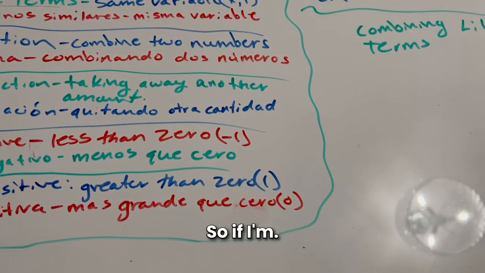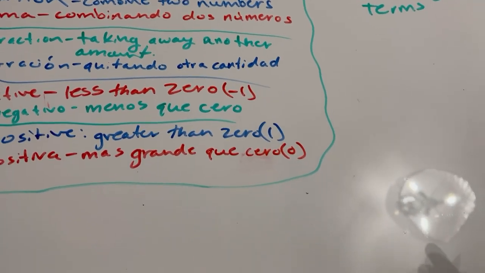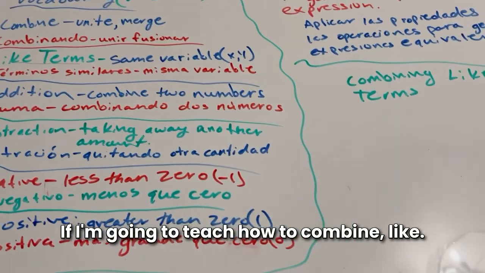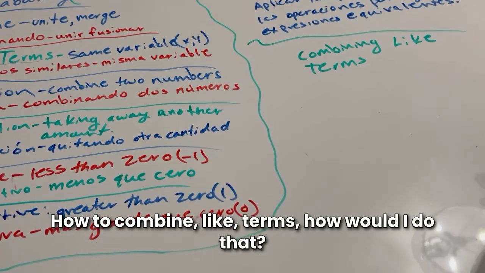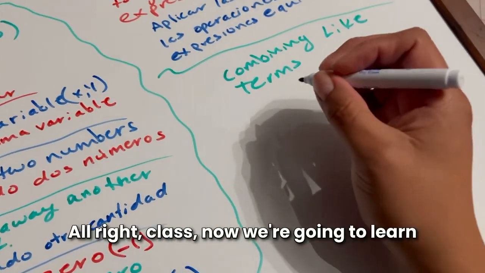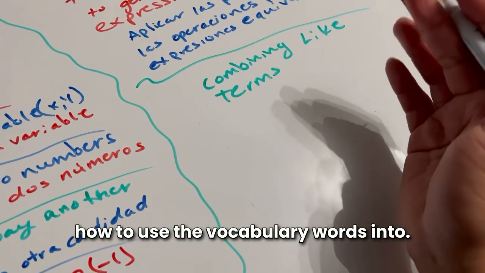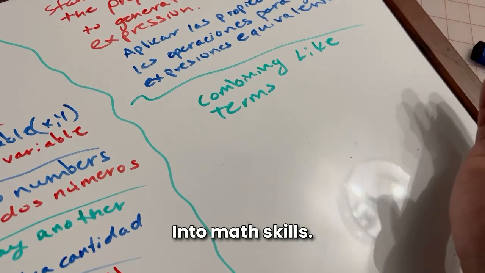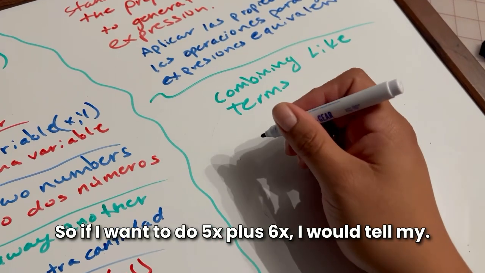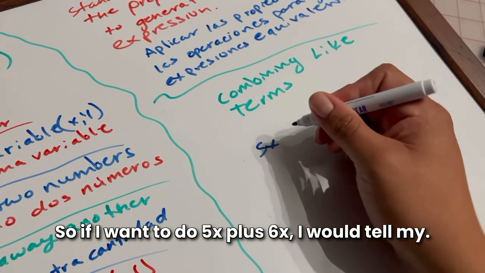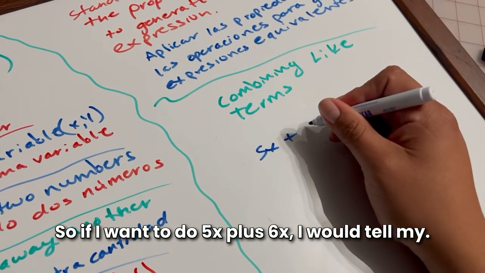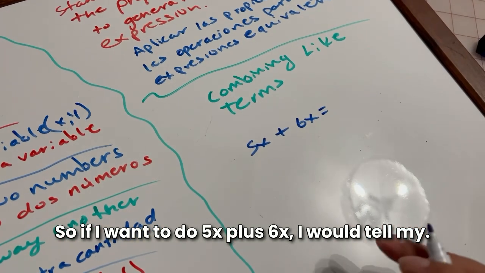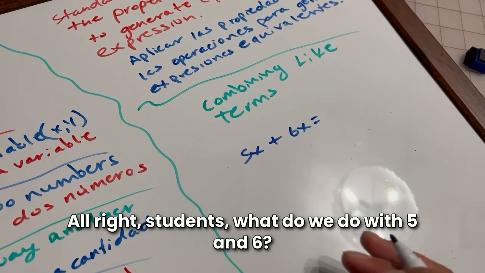So as I get to the lesson, for example, if I'm going to teach how to combine like terms, how would I do that? So we could do, all right, class, now we're going to learn how to use the vocabulary words into math skills. So if I want to do 5x plus 6x, I would tell my students, all right, students, what do we do with 5 and 6?